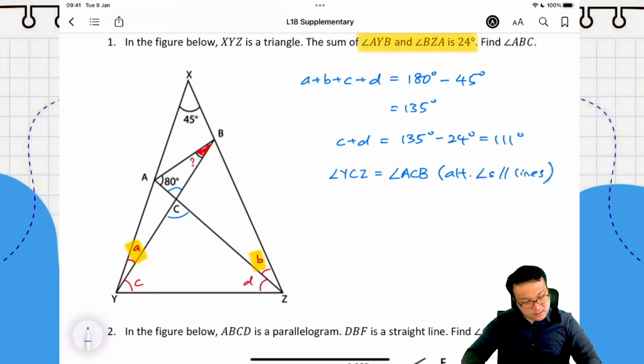It is a letter X. So then, can you tell me what is YCZ? How to find angle YCZ? Because you already know what is this and this, right? So you do 180 minus 111. Yes, very good. Which will give us 69 degrees. That means angle ACB is also 69, right? So now we can find angle ABC. What is angle ABC?